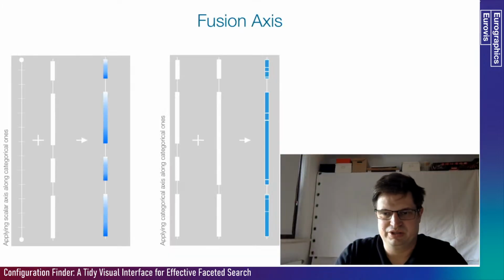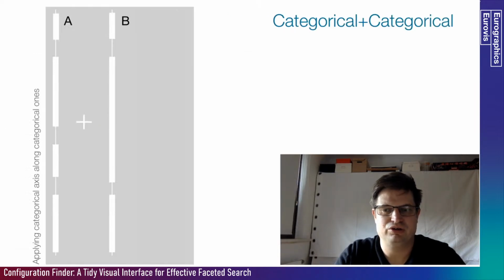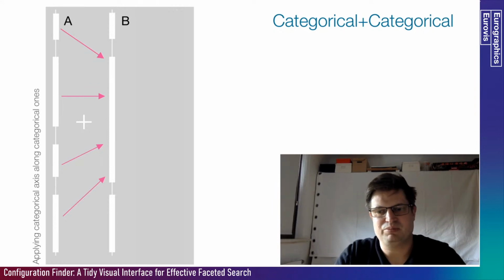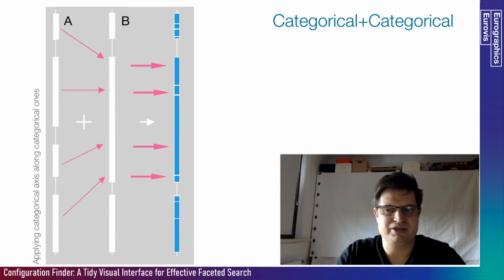In order to reduce the number of visual elements further, two axes can be combined, such as categorical and categorical axes. By presenting the attribute value combinations, which are intersections of the value sets of axis A and B, as sub-areas in the areas of axis B, according to the numbers of those attribute combinations.